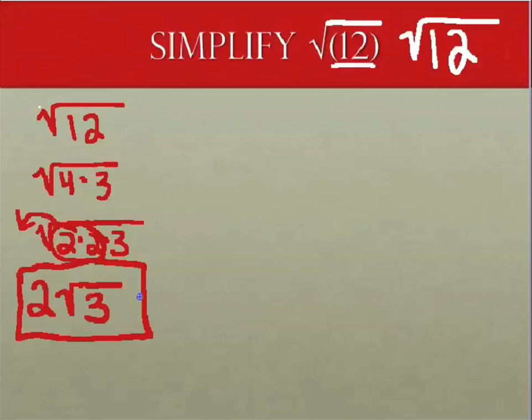And if you want to double check it, you can type in the square root of 12 onto your calculator, and then type in 2 times the square root of 3 in your calculator, and you should get the same decimal.